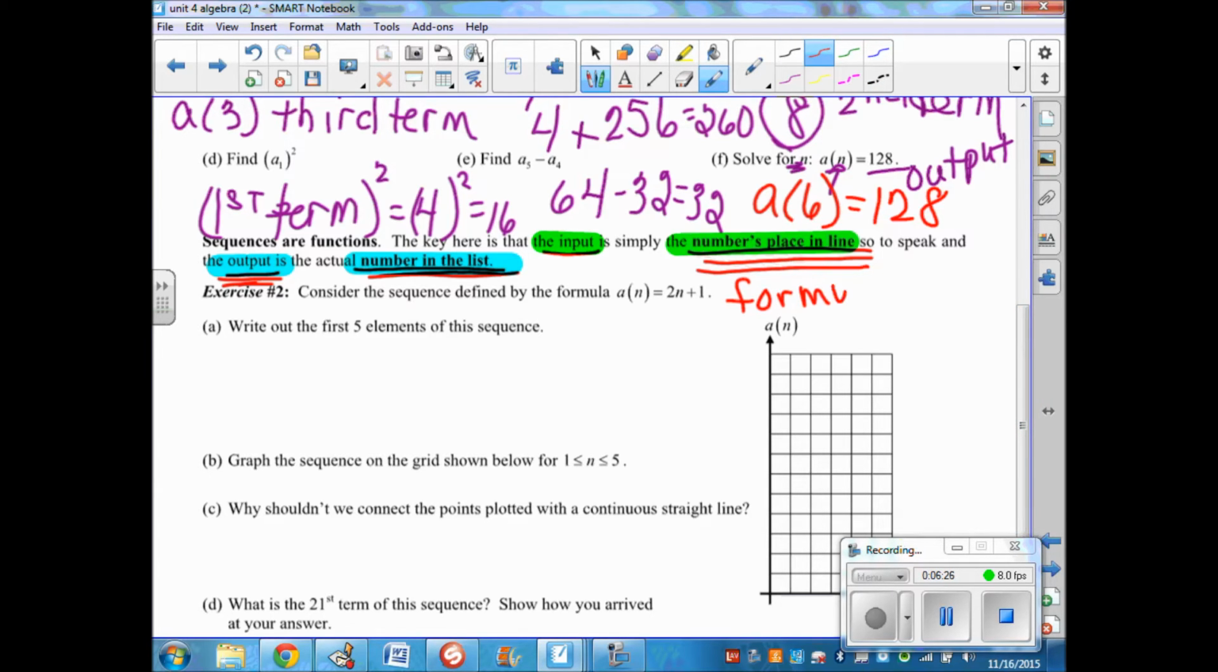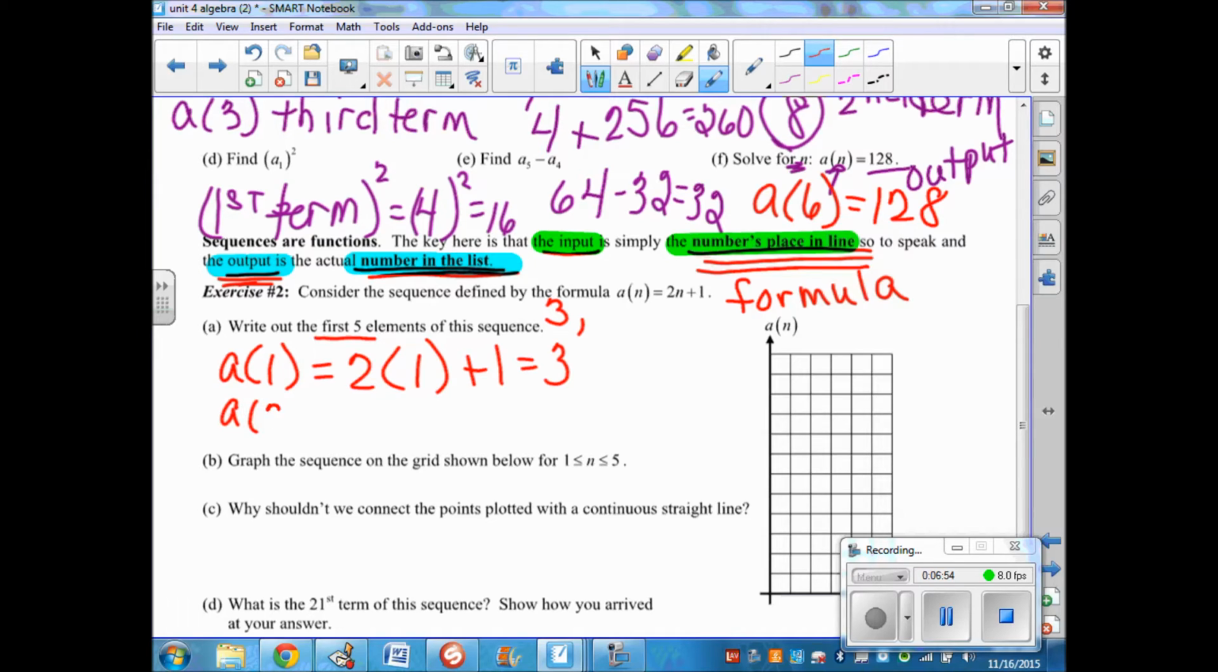So here's our formula that could generate our list. It says write out the first 5 elements in this sequence. So if a sub 1, our first element, we're going to do exactly that. We're going to say 2 times 1 plus 1, and that gives us 3. So the first term in my sequence is 3.